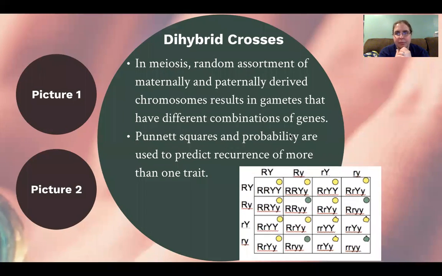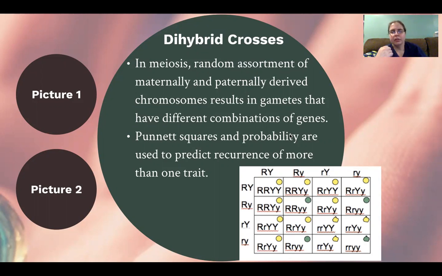All right, so dihybrid crosses. In meiosis, random assortment of maternally derived chromosomes from the mom and paternally derived chromosomes from the dad results in gametes that have different combinations of genes. So that's what we've been looking at before. Punnett squares and probability are used to predict the recurrence of more than one trait.